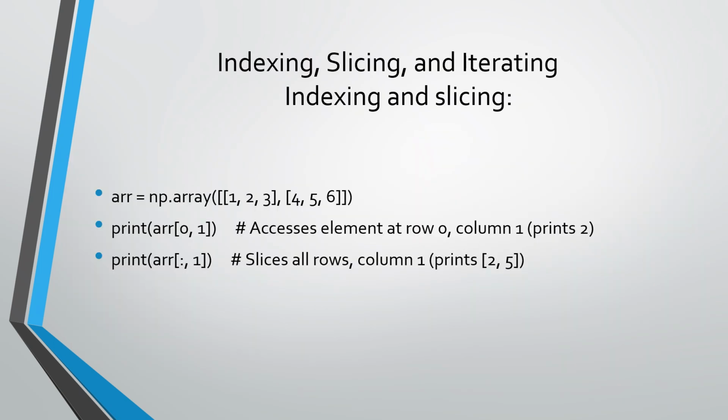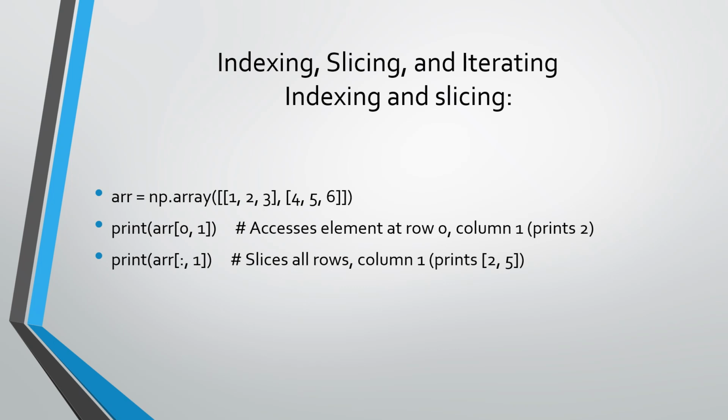The next function is slicing function, iterating function, and here we can also use indexing function to access element at a particular position in an array. So first we have created an array with 2 rows and 3 columns, and suppose we want to access element at row 0 and column 1. So at row 0 and column 1 we are having the element 2. So that will be printed.